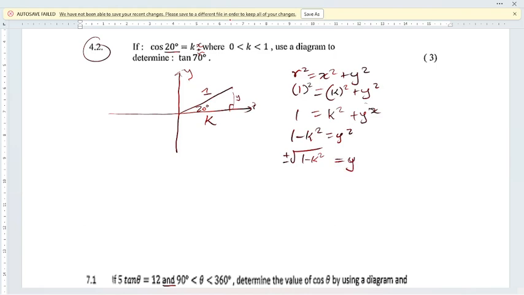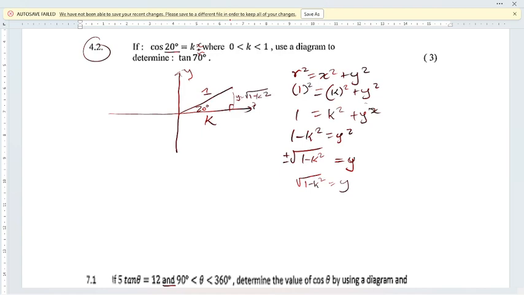Can you see that? Is that clear? Now, what should the value be, positive or negative? Positive y. In the first quadrant, y is positive. So we have the square root of 1 minus k squared equals y. So the value of y is the square root of 1 minus k squared.